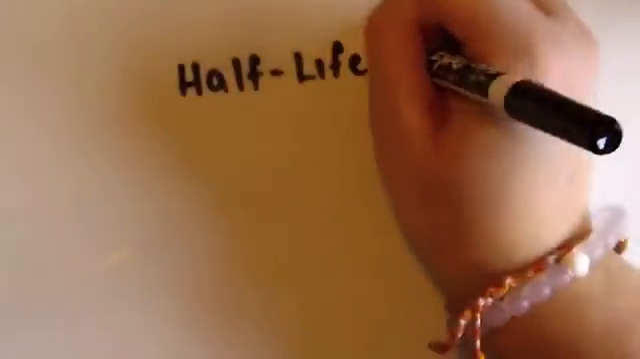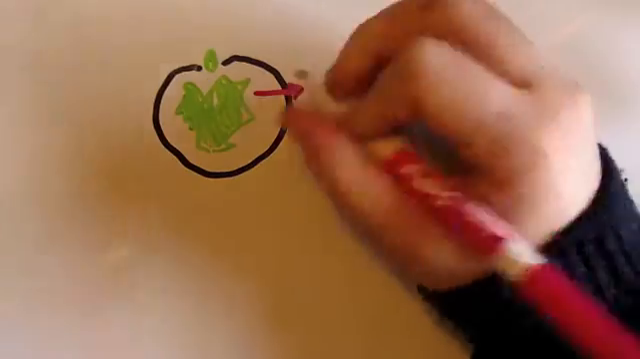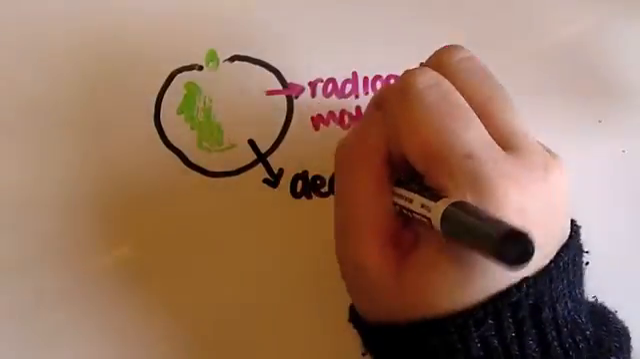We will now discuss the half-life of radioactive isotopes. All radioactive isotopes have a half-life. A half-life is the time it takes for half of the radioactive material in the nucleus to dissipate in the different forms of energy.